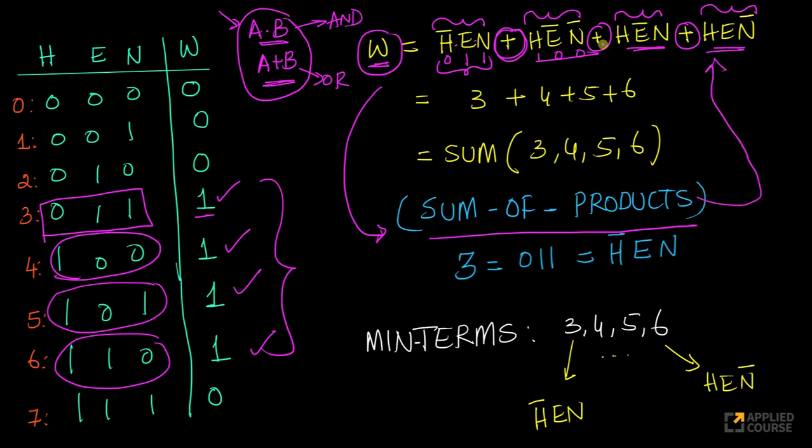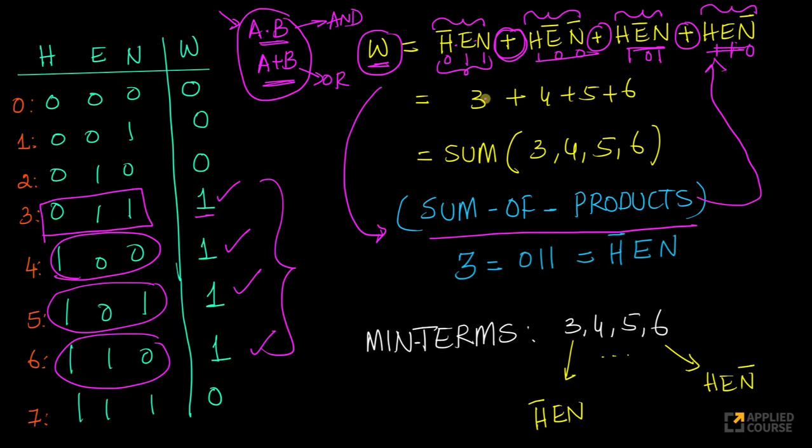Now, instead of writing this complex expression every time, can we write a shorthand for it? So electronics designers have said, okay, instead of writing H bar, E, N, all of it every time, look at this. This is 1, 0, 0. This is 1, 0, 1. This is 1, 1, N bar, right? N bar is 0. So they said, instead of writing this complex expression, can we write it in a simpler form?